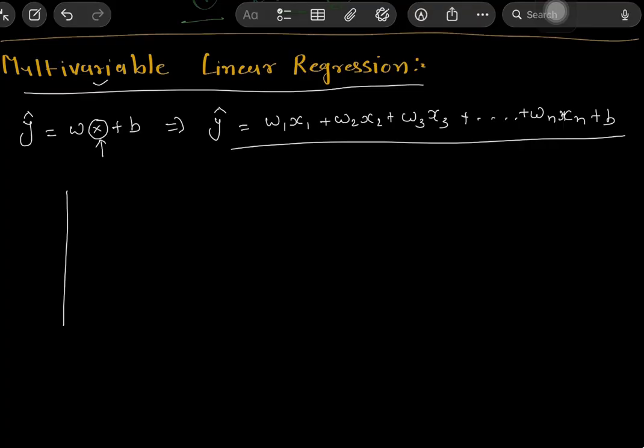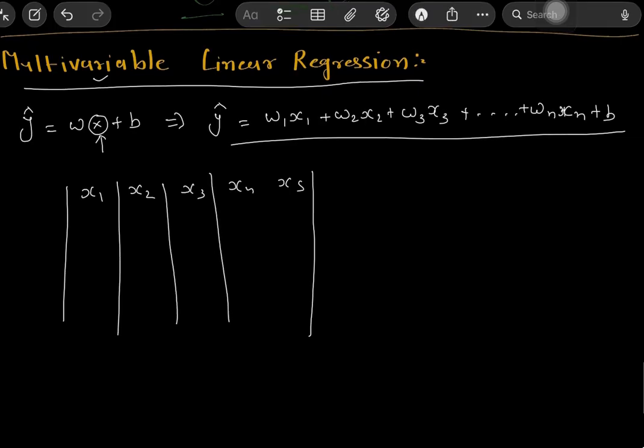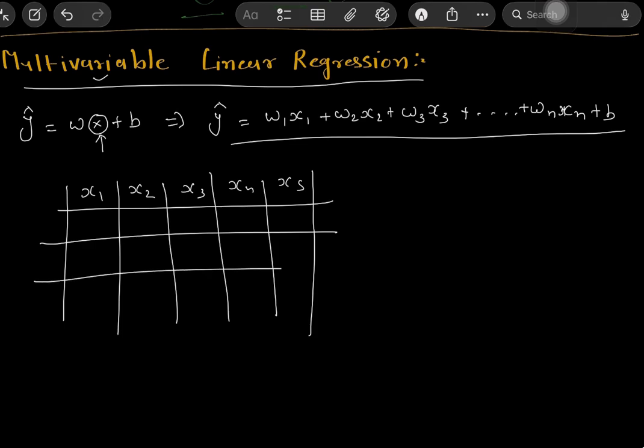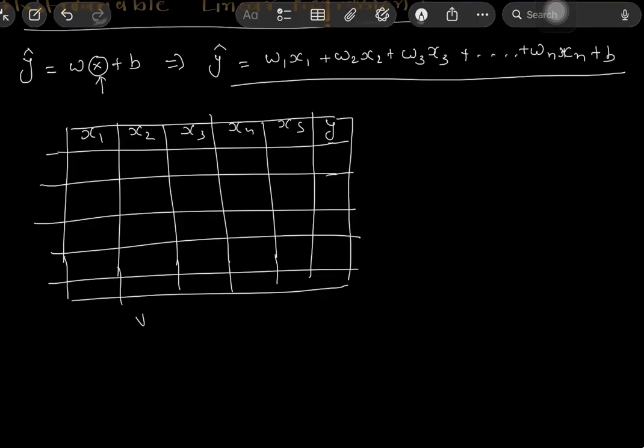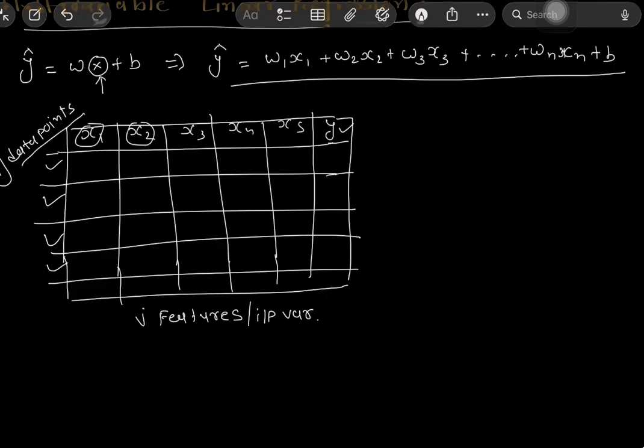So suppose I have a data set with many variables, where I have variables like x1, x2, x3, x4 and x5. So I have 5 input variables, and with respect to these input x variables, I will have my y output, which is my true output. Now here I will call my input variable number as j. So I have j features, or j number of input variables. And on the other hand, I will call my data points with i. So I have i data points, where this is my first data point, this is my second data point, third data point, fourth, and so on. And for each input variable, x1, x2, x3, x4, x5, I will have its corresponding weight, which will be w1, w2, w3, w4, and w5.